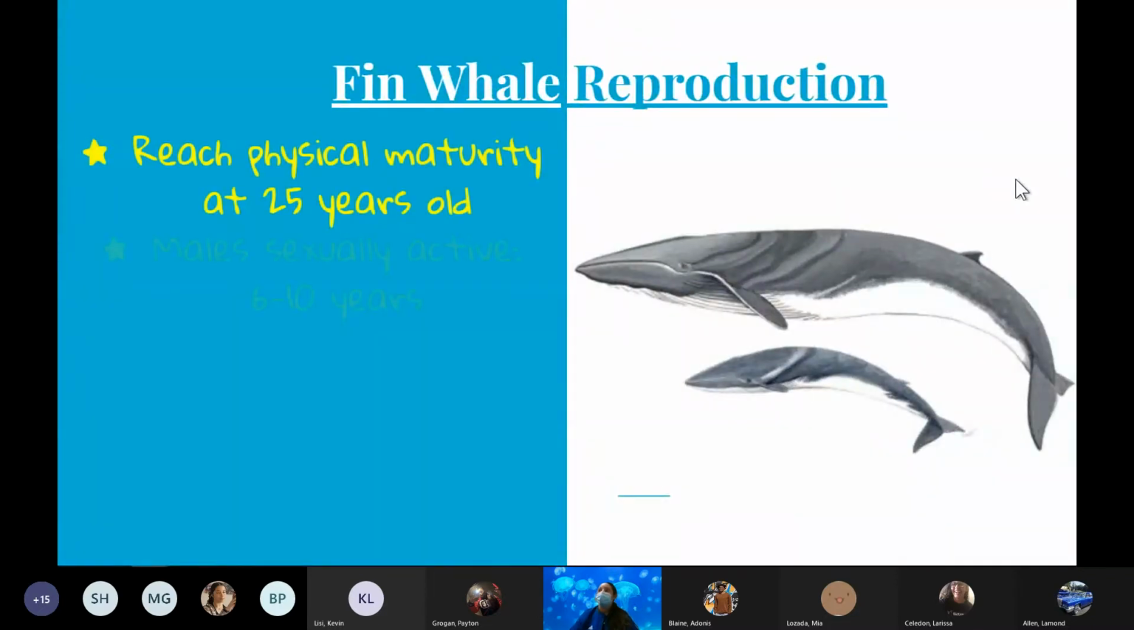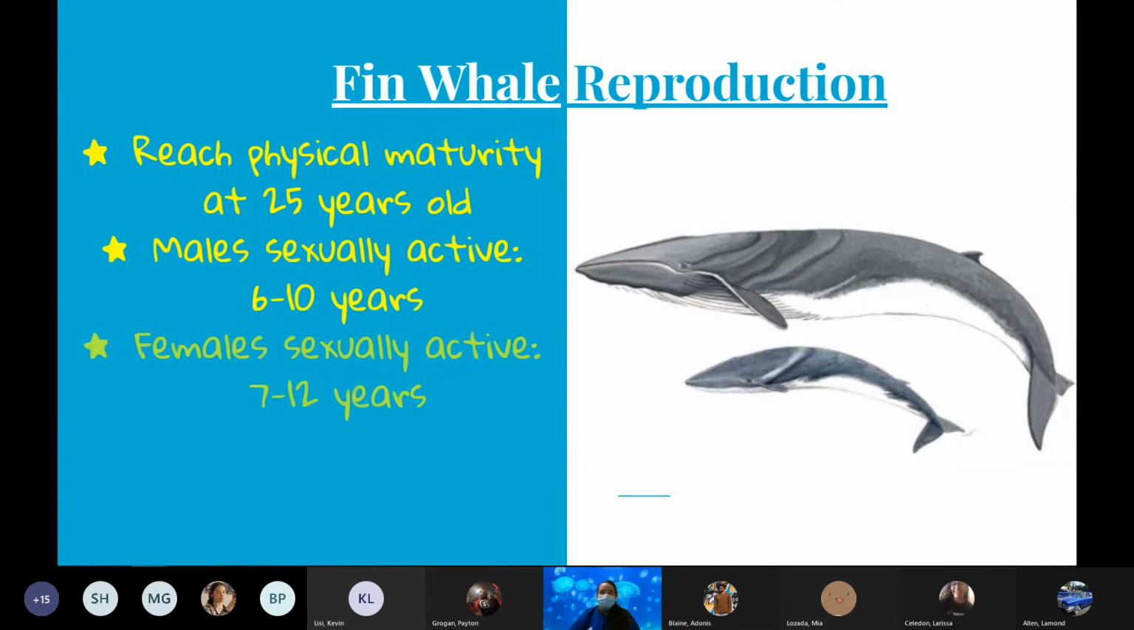Fin whale reproduction. I put some extra information on here too. So that's what I said, additional information. So they typically reach physical maturity at 25 years old. Males are sexually active between 6 and 10 years. Females are sexually active between 7 and 12 years. And they have 11 to 12 months gestation period.